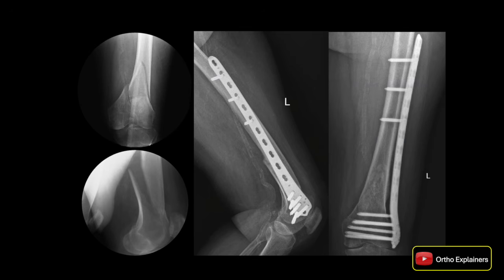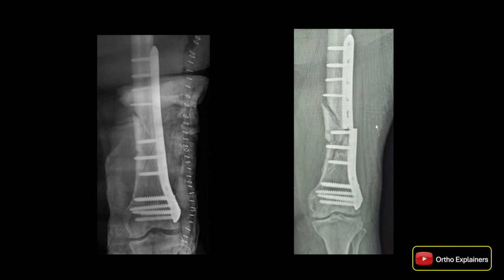Why? Because they respected the biology. They used a long plate to bridge the fracture, and see how they kept the screws sparse in the middle? That creates a flexible fixation. It allows just enough micromotion for that callus to form. This is biology-friendly plating.